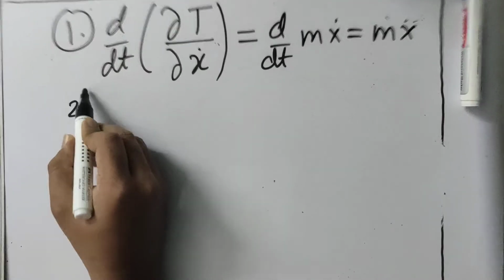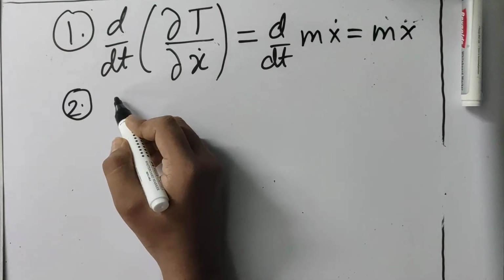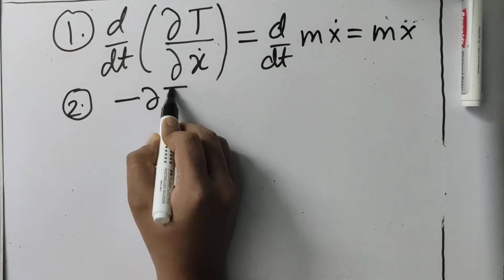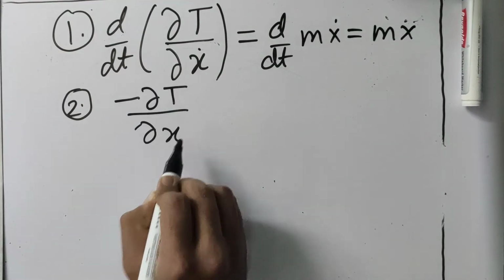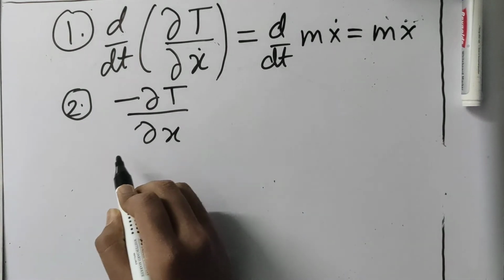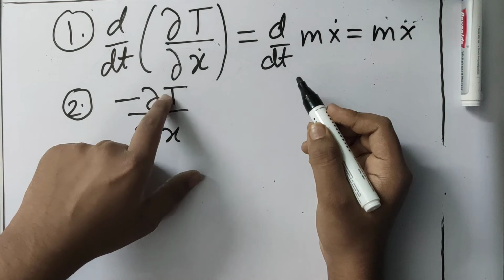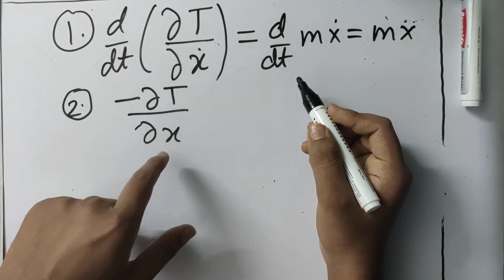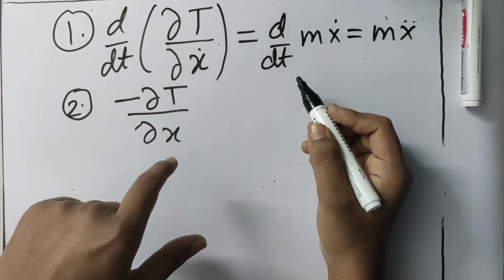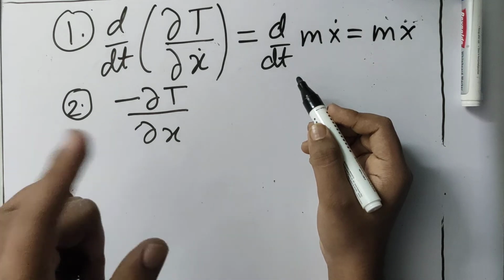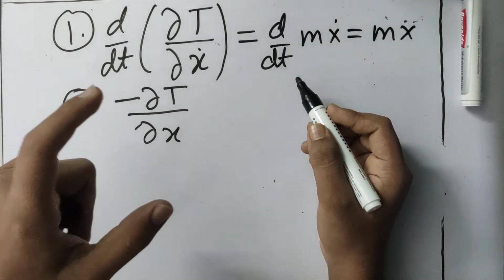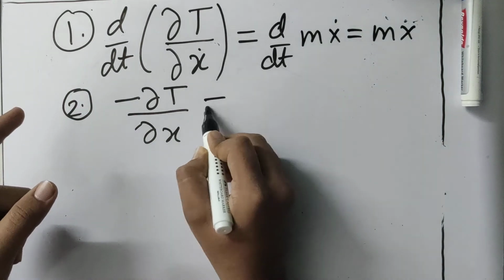What is 2? The second term, it was minus of partial of T with respect to partial of x. And what does it turn out to be? Well, now you notice we have to find partial of T with respect to partial of x. Is T a function of x? No, T was half m x dot squared. x dot and x are different, so therefore this is simply 0.